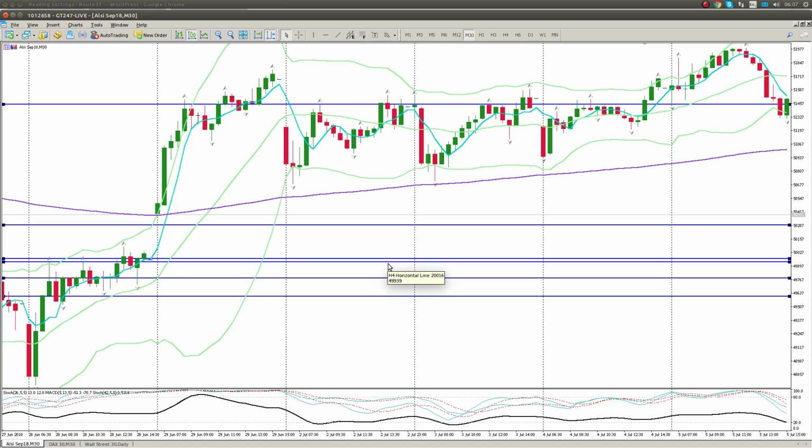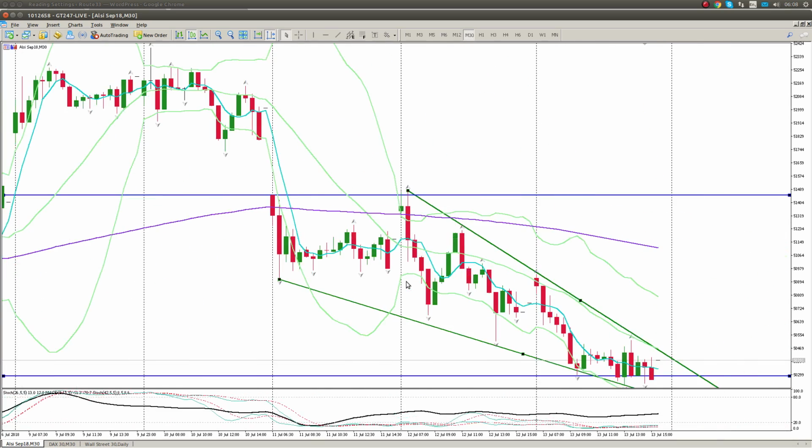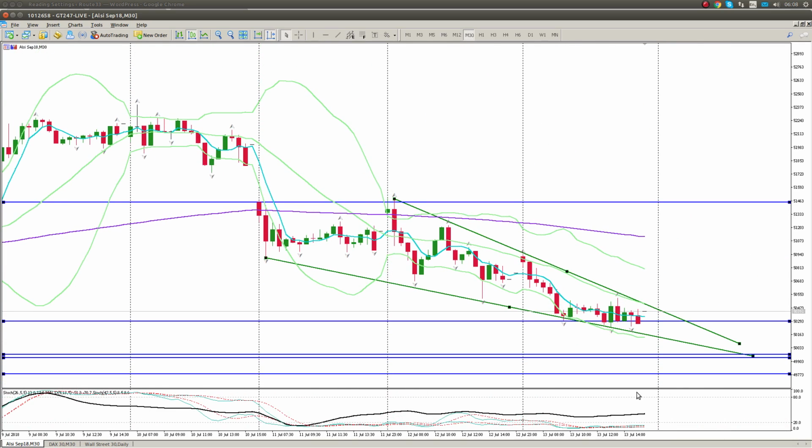Yeah, so you could actually call it this 50,000 area. Nice round number as well. So that's the area I would suspect, if we do fall any further, will hold us up. And what that would do as well is give us a break below the wedge. Not necessarily a break. Remember, if it breaks below, you want to be short on the retest.